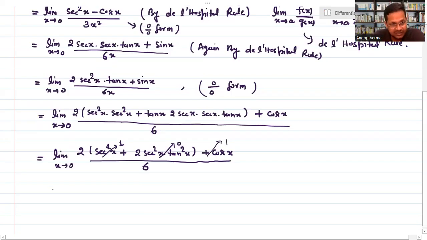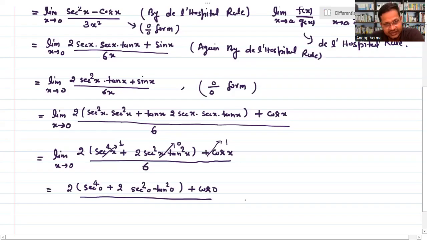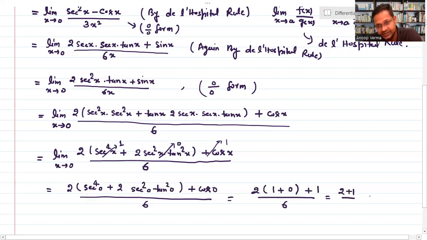तो हमारे पास लिमिट अप्लाई करने के बाद, you can write like this: sec की power 4 θ plus 2 sec square θ into tan square θ plus cos θ, divided by 6. So we can easily see this value is 1 plus 2 into 0 plus cos 0, which is 1, divided by 6. So from here you will get 2 plus 1 upon 6, it will be 3 by 6. It means you can say 1 by 2.